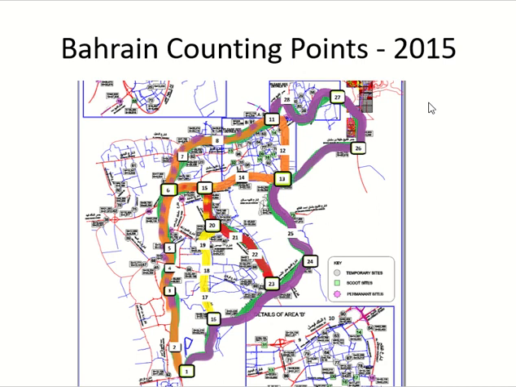This is a map which I got somehow, don't ask me how, in 2015 for the counting locations. These are the control count locations for Bahrain, and they are along the major routes, if you know the map of Bahrain, which you should. These are along the major routes. The new construction which happened 2020 onwards is mainly along these routes, the ones which you see marked.